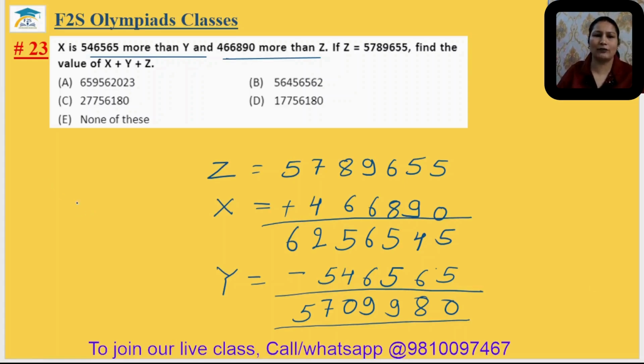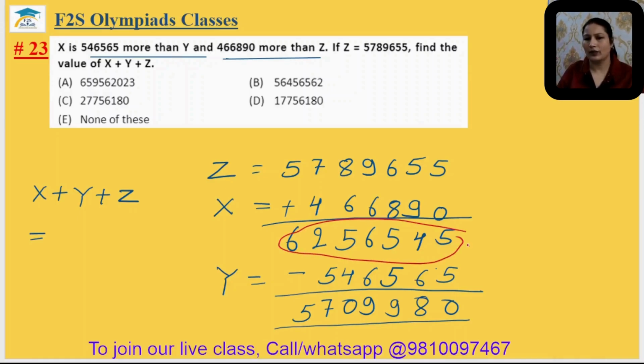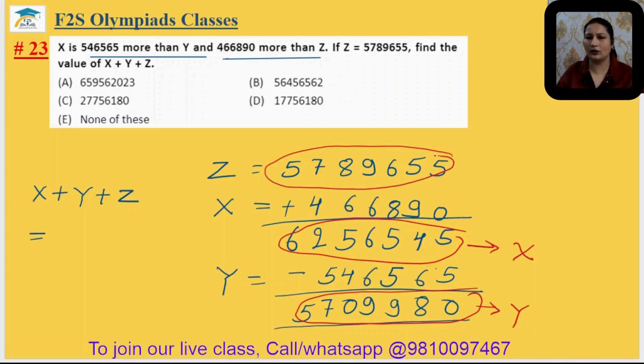Now X plus Y plus Z. Okay, so X plus Y plus Z equals: this is your X, this is your Y, and this is your Z. If you add these three numbers, you will get 17756180. It is in option D.